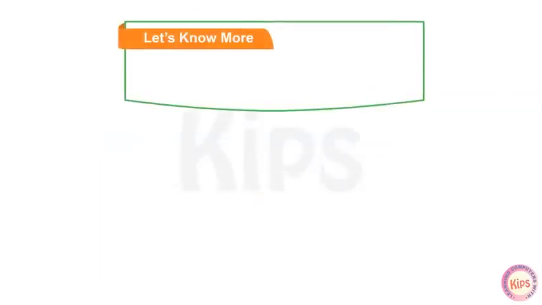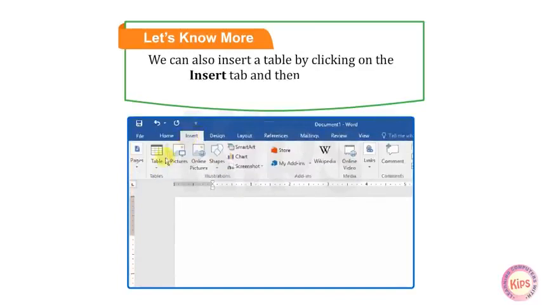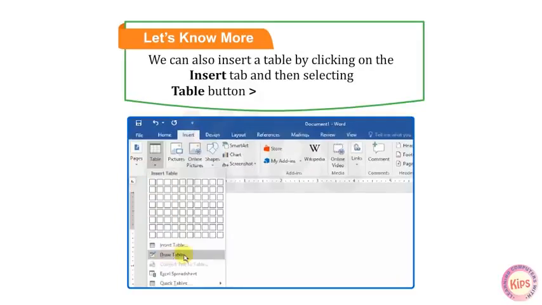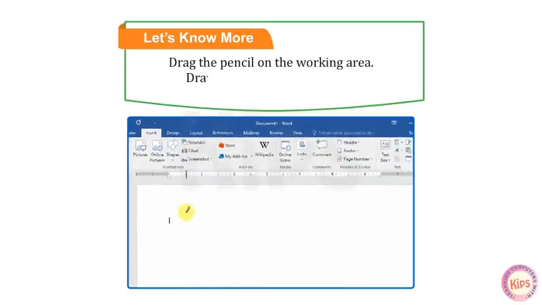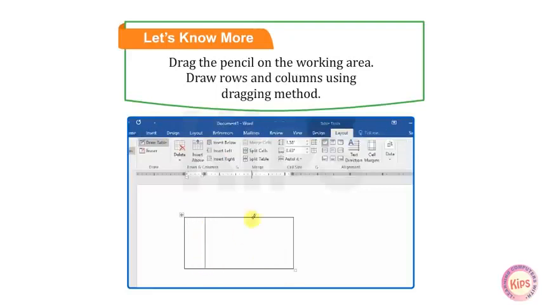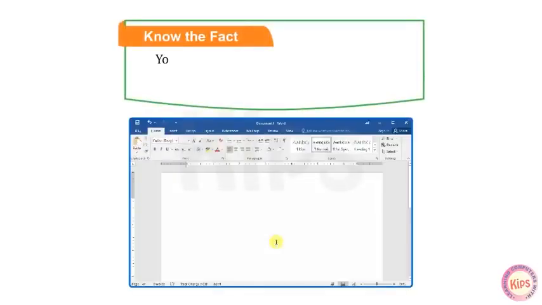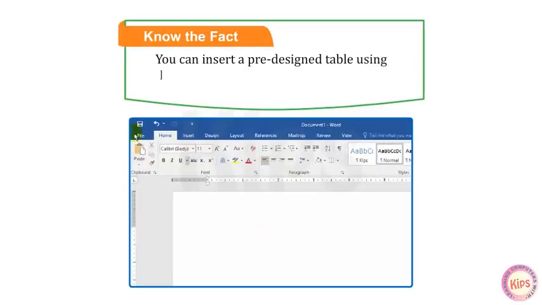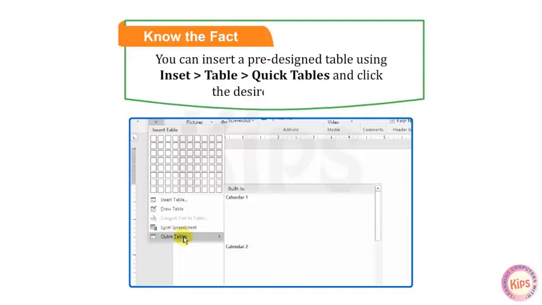Let us know more. We can also insert a table by clicking on the Insert tab and then selecting Table button and then go to Draw Table option. Drag the pencil on the working area. Draw rows and columns using dragging method. Let's know the fact. You can insert a pre-designed table using Insert, then go to Table and then go to Quick Tables and click the desired template.